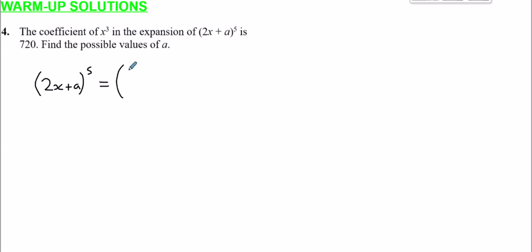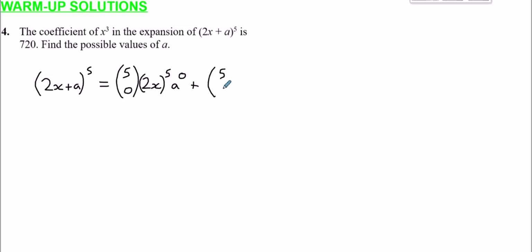So what we do is, because the power's 5, we put 5 choose 0. Now I'll do the terms up to the terms in x cubed, not skip ahead straight away, just so you can see the general pattern. So 5 choose 0. Then we have 2x. First of all, it's 2x to the power 5, a to the power 0. The power of the second thing in the brackets will always be the same as this number at the bottom of the n choose r. I'll come to this in a moment.